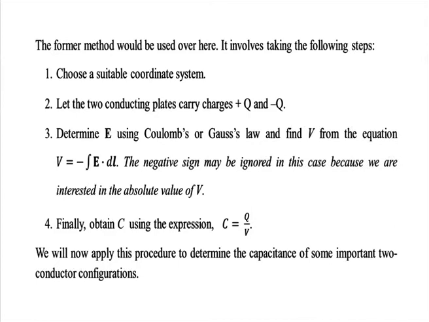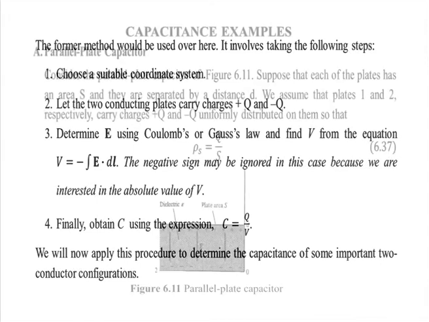The modus operandi for the first method is: choose a suitable coordinate system, let the two conducting plates carry charges plus Q and minus Q, determine E using Gauss's or Coulomb's law, and from that find out V from the equation V is equal to minus integration of E dot dl. Finally, C can be obtained using the equation C is equal to Q by V. We now apply this procedure for some different two conductor configurations.